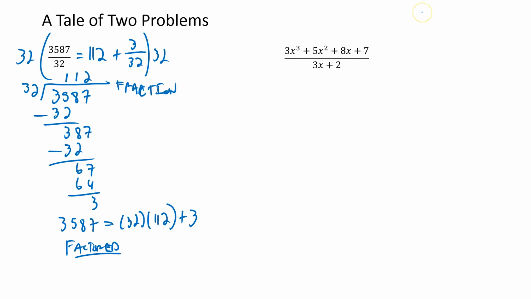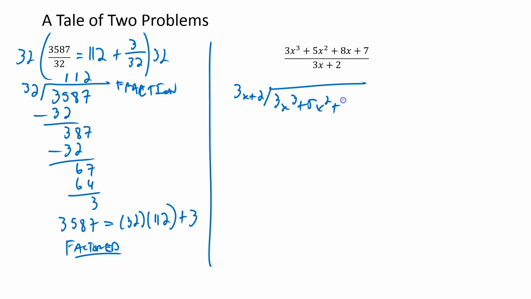So with variables, really the same process. It's just we have some x's in there. So I do 3x plus 2 into 3x cubed plus 5x squared plus 8x plus 7. So I look at 3x and I say, how many times does 3x go into 3x cubed? So really I'm ignoring the 2 for now. I'm just saying, what do I have to multiply 3x by to get 3x cubed? So 3x times something equals 3x cubed. Well, I need to multiply 3x by x squared. So I'm going to put an x squared up on top here, on top of the 5x squared just to keep myself lined up. So that represents the 1 that's right here, right?